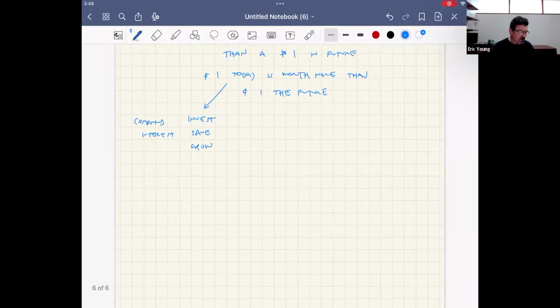To do this, we're going to introduce a few different ideas, a few different terms, okay? In fact, there's 5 or so big terms when it comes to the time value of money. Term number 1 is the future value, which we call FV.